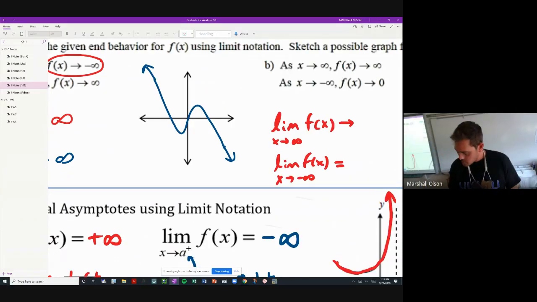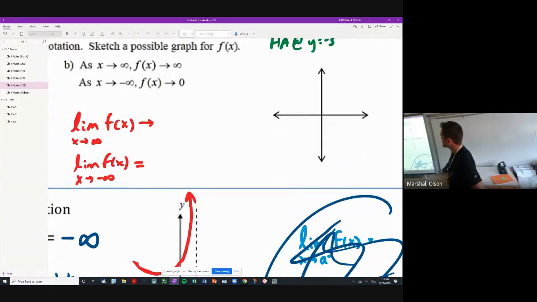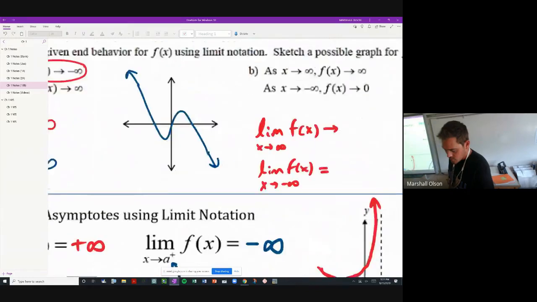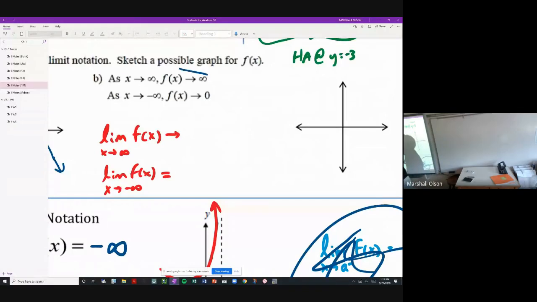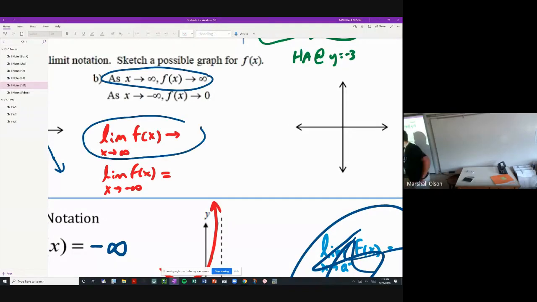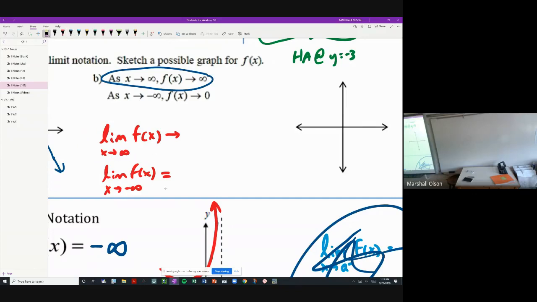So the next one says, as we go to the right, that one goes right first? Yeah, it did. This one says, as we go to the right, the function goes up. That's what that top line says. As we go right, the function goes up. So we're going to write that right here. As we go to the right, the limit of the function as x approaches positive infinity is going to be positive infinity. So I've got something like that. That's all I know right now.